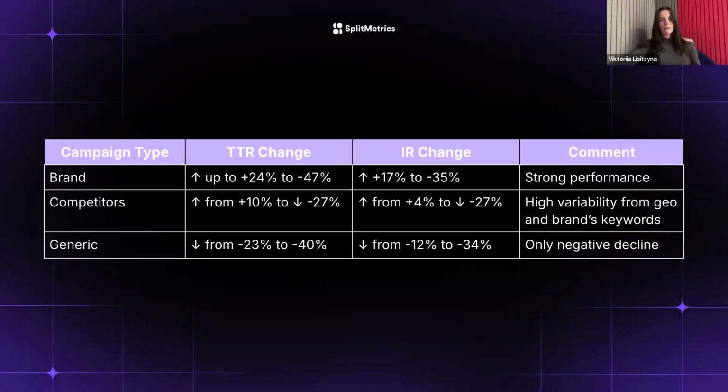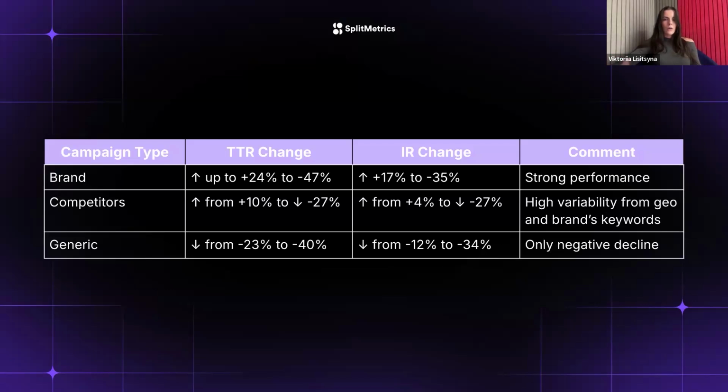But in non-branded campaigns, the results were the opposite. TTR dropped up to 40%, and the install rate dropped up to 34%. And the only thing that changed in this test between the groups was the audience, because the custom product page was absolutely the same between all the groups.